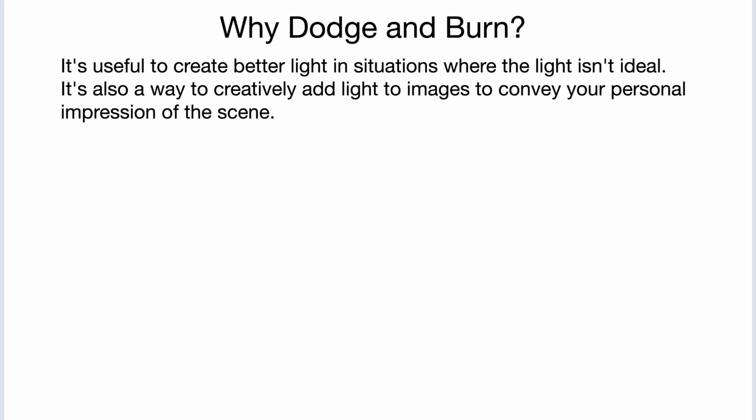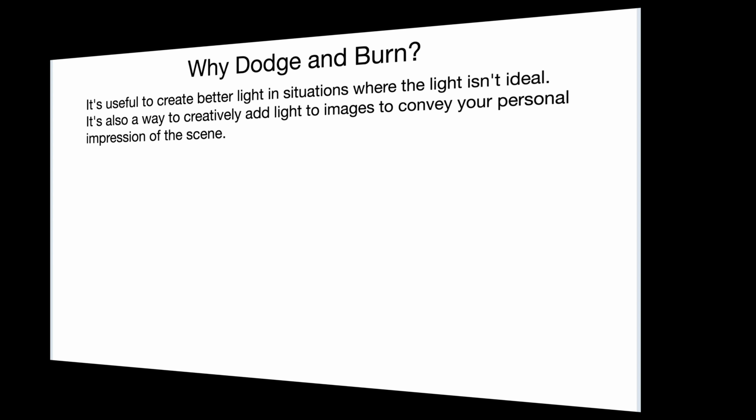Let me just start out by saying, why dodge and burn? What's it all about? Now, I have my reasons for dodging and burning, but I asked Tony the other day, Tony Kuiper, hey Tony, why dodge and burn? And these are his answers. It's useful to create better light in situations where the light isn't ideal. And a lot of times we find that when we're out there shooting landscapes or any type of photography, unless you're in a studio with studio lighting. And for the second answer, it's also a way to creatively add light to images to convey your personal impression of the scene. And you know what? I couldn't agree more with him. I think this is really the epitome of why we dodge and burn. Or as some like to say, burn and dodge.